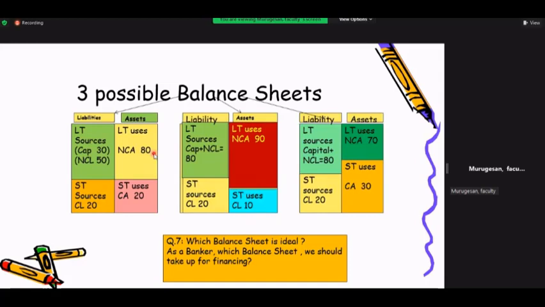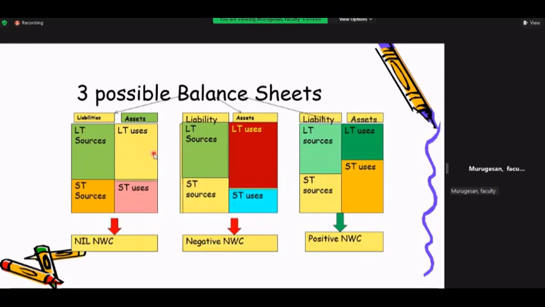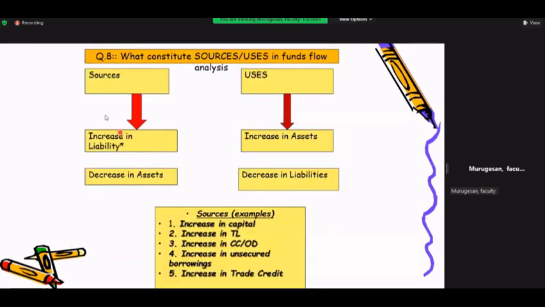A lot of things are in store for us. So after this, understood. Now, what constitutes a source? What constitutes a use? In credit assessment, sometimes you need to analyze the cash flow statement, sometimes the fund flow statement. To understand this, only two simple facts you have to remember.